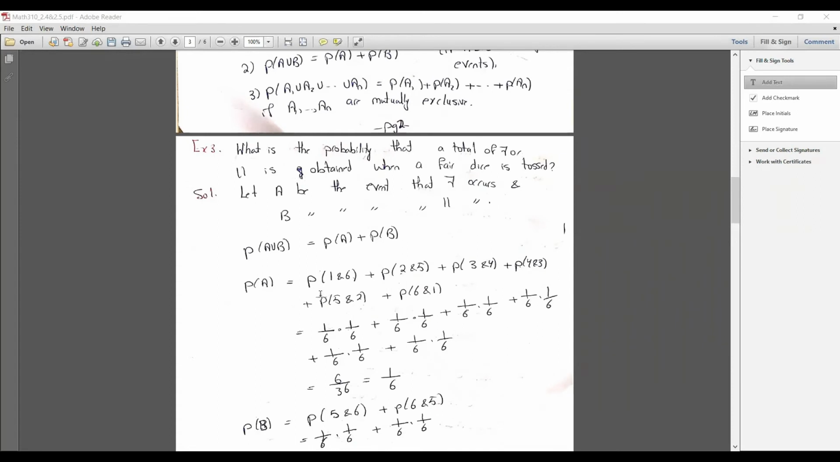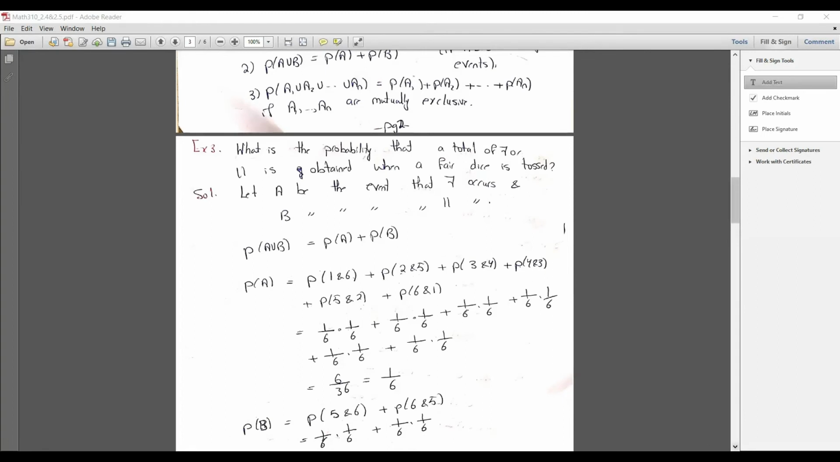So guys, when is it 7? If we have 1 and 6, 2 and 5, 3 and 4, 4 and 3, 5 and 2, 6 and 1. Do we have other options? Of course not. Now, for 1 and 6, we need the first one to be 1 and the second one to be 6, so its probability is 1 over 6 times 1 over 6. For 2 and 5, the first die we got 2, which has probability 1 over 6. The second die we got 5, which has probability 1 over 6, and we're going to continue so on.